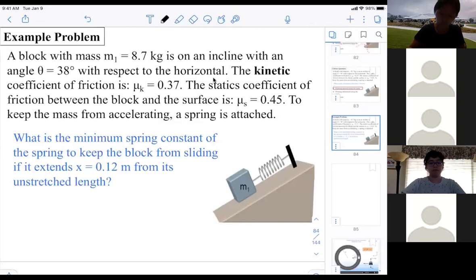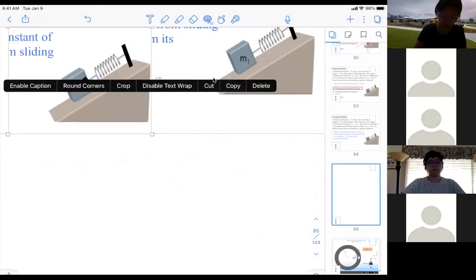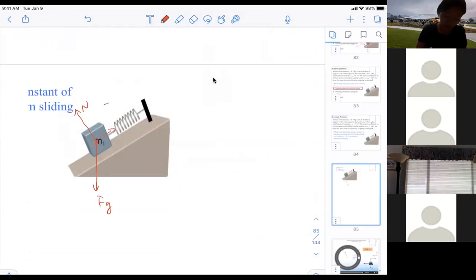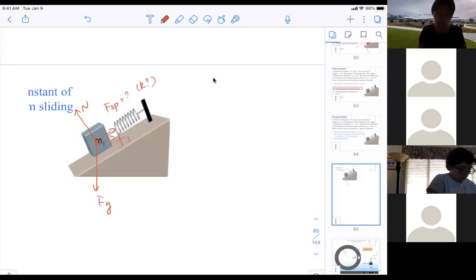Let's draw the free body diagram one more time, and then we could bring our equations down here. So let me create another working space. To put all the forces on this block, you have gravity, you have normal force, and you have spring force. And the spring constant, we don't know. We said we want the static friction to be upward to help out with the spring force, so the spring force doesn't have to be as big.